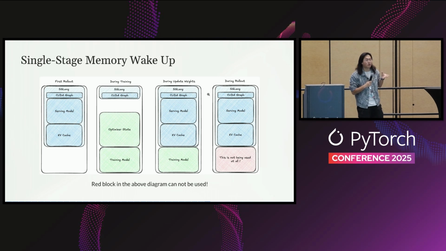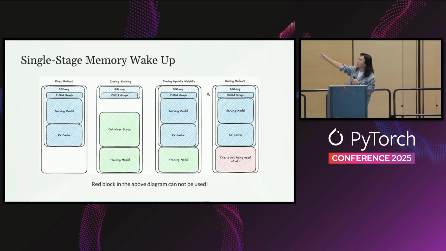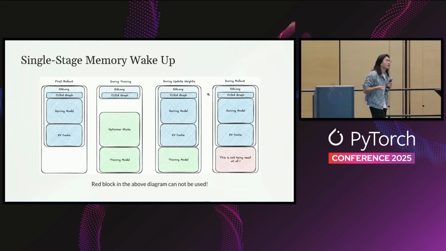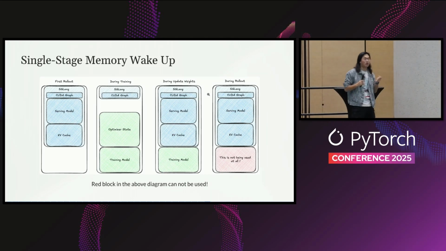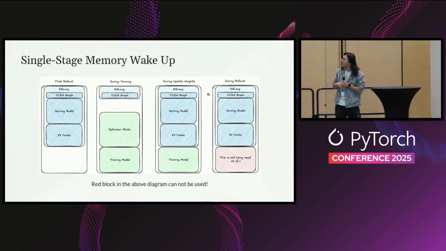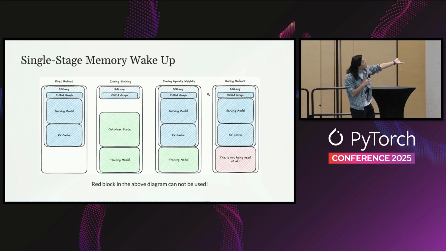Yeah, so that's the refit part. And after the refit, we offload the training model parameter, and when we do the generation, we do the rollouts again. It looks perfect, right? We have the CUDA graph, and we have dynamic offloading and uploading. But what's left? We can see the red parts here, right? The red part cannot be used.